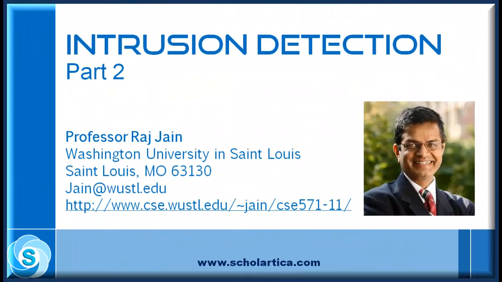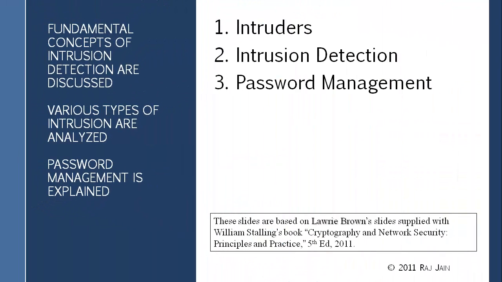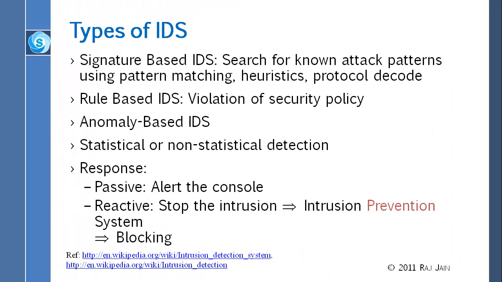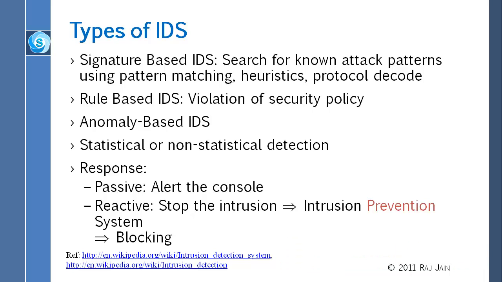So what kind of intrusion detection systems are there? First one is signature based. Signature based means you search for known attack patterns, either matching the pattern on the packets, or on the packet sequence, or heuristics, or protocol, where you decode the protocols to see what people are doing. And I have a slide later on which gives examples of the signatures.